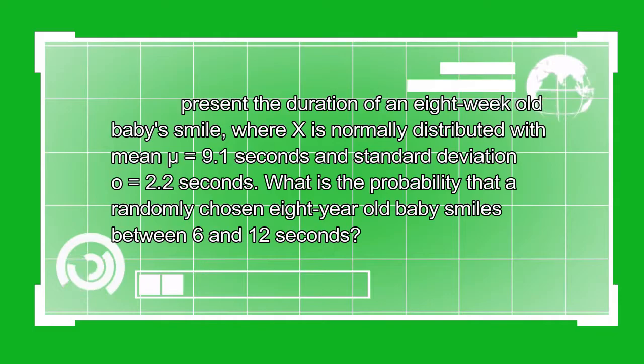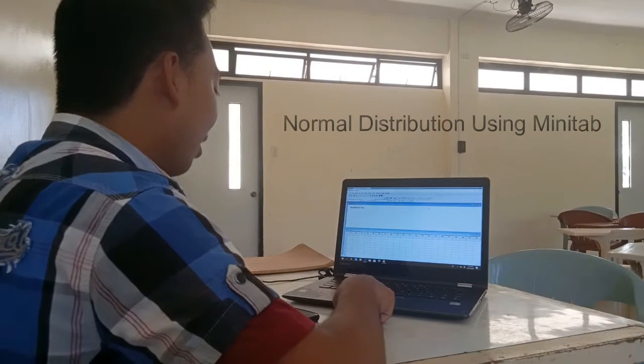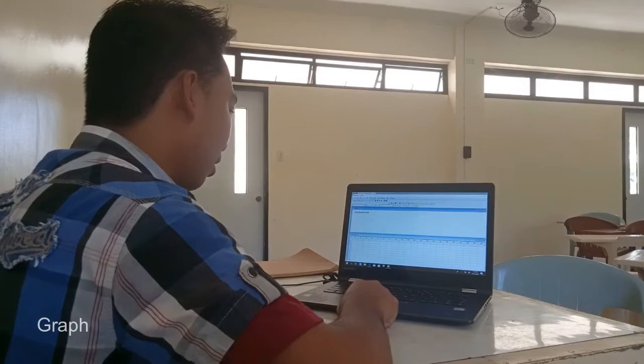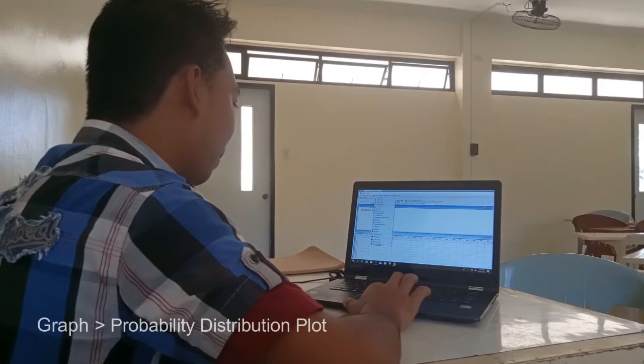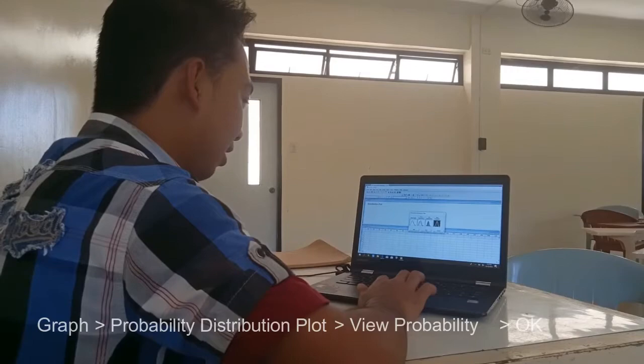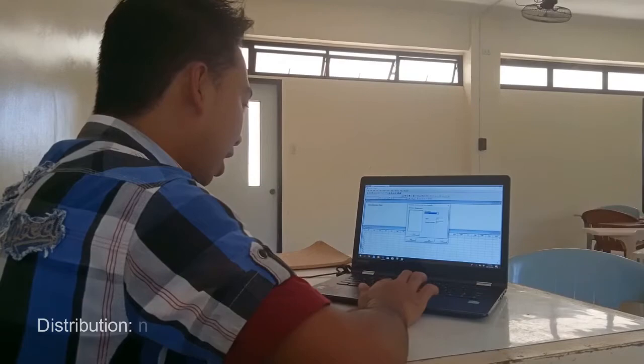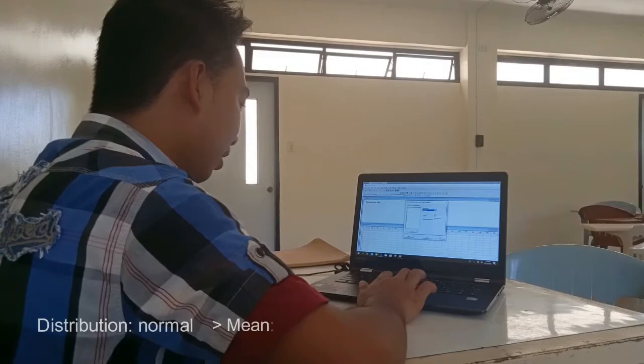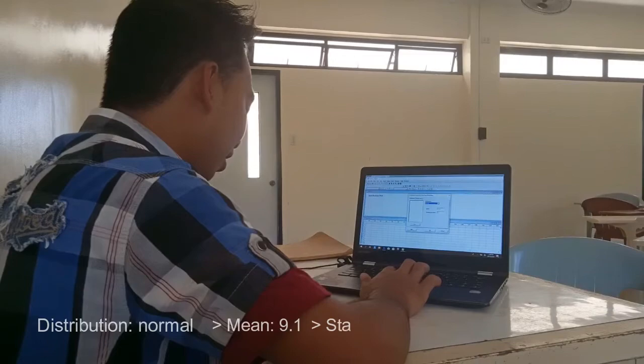To create the graph, go to Graph and choose Probability Distribution Plot. Then select View Probability, and OK. In distribution, type normal. In mean, type 9.1 based on the problem. In standard deviation, type 2.2, also based on the problem.